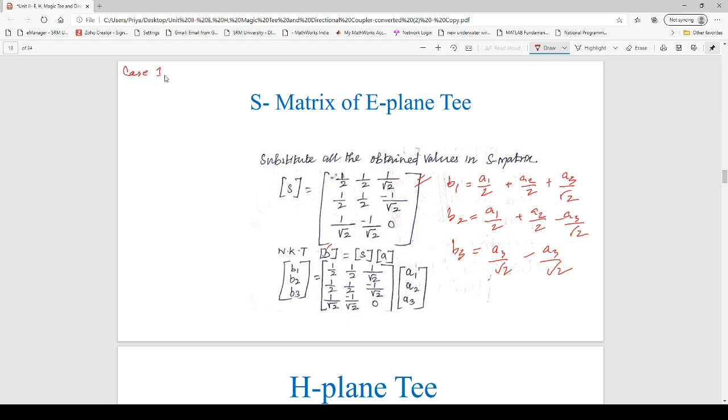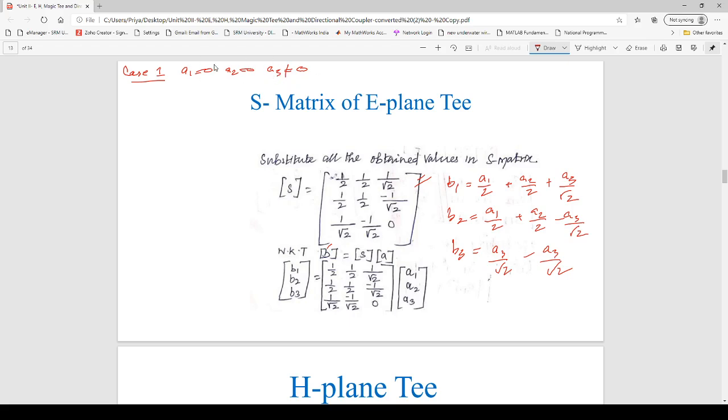So I am considering case 1. For case 1, I am telling my A1 is equal to 0, and my A2 is equal to 0, and A3 is not equal to 0. What is the meaning of this? I am not giving input at port 1, port 2, but I am giving some input at port 3.